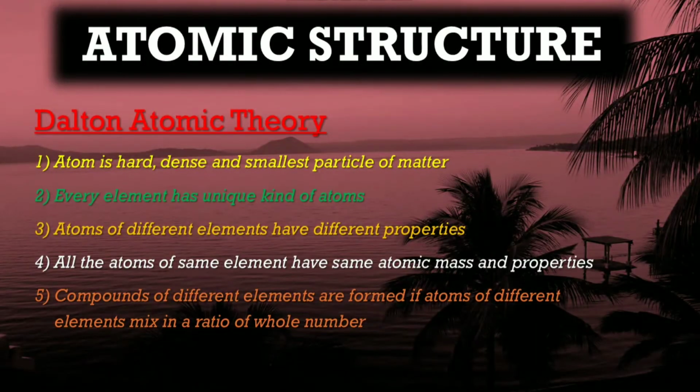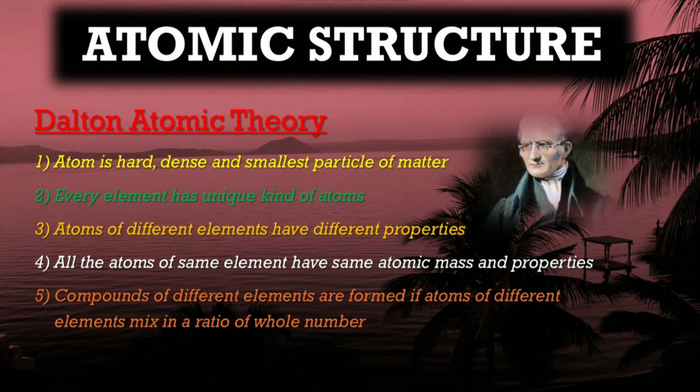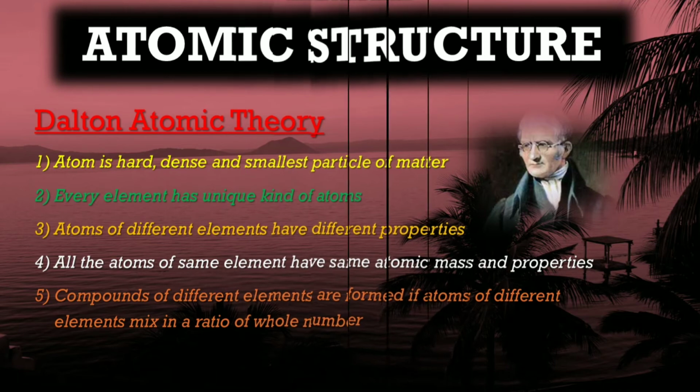Today we will first discuss atomic structure. Dalton's atomic theory: an atom is a hard, dense, and smallest particle of matter. Every element has a unique kind of atom. Atoms of different elements have different properties. All the atoms of the same element have the same atomic mass and properties. Compounds are formed if atoms of different elements mix in a ratio of 1:1.